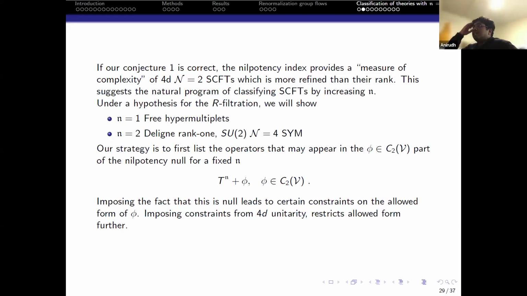So the strategy is to first list all the operators that can show up in this null. So you have t to the n, and then you have to write down all the possible operators that have at least one derivative, have the same conformal weight, and are uncharged under any flavor symmetry, such that this object is a null. So imposing the fact that this is a null and also using 4D unitarity, we can really restrict all the possible theories for n equal to 1 and n equal to 2.